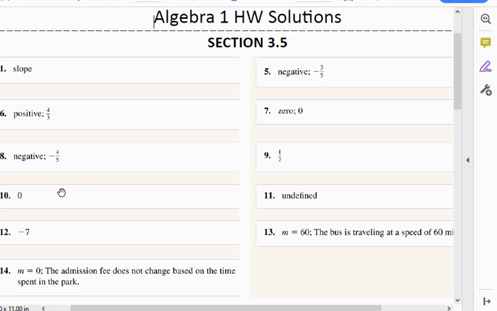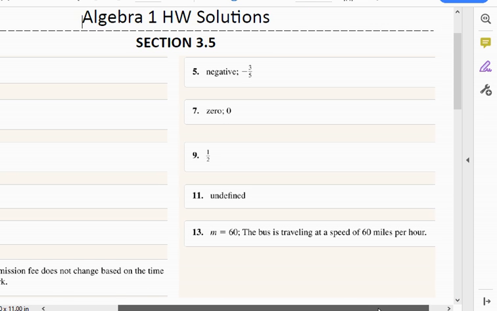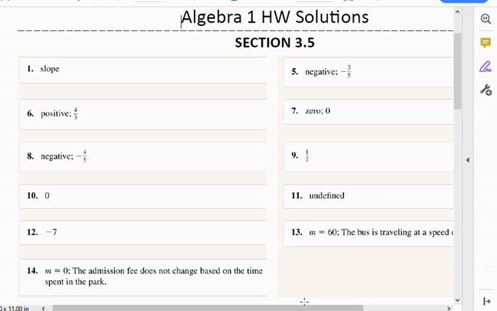10 has a slope of 0. That's a horizontal line. Question 11 is an undefined slope. That's for a vertical line. Question 12, slope's negative 7, or the value is negative 7. 13, m, the slope is 60, meaning the bus is traveling at 60 miles per hour. Question 14, the slope is 0, meaning the admission fee does not change based on how long you've spent in the park. So those are the answers for 3.5, day 1, day 7 in our assignment sheet. So correct it, and I will check it when I return.